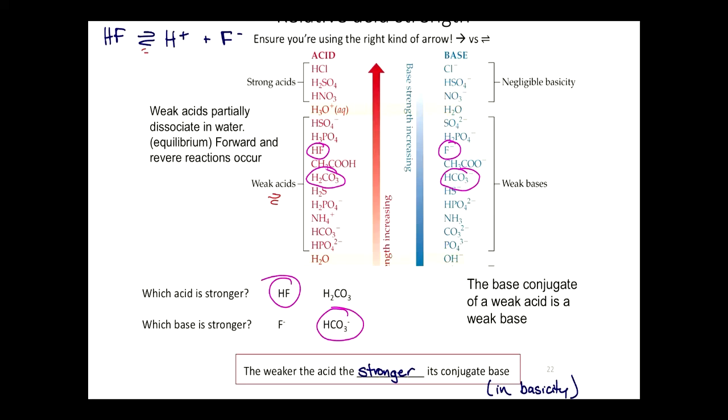But notice how my answers changed. These two substances are conjugates of each other, right? If HF is the stronger acid in this pair, if we compare the conjugates, the one with the weaker acid has the stronger conjugate base. So that's why our answer is swapped here, all right? Okay, let's do another one.